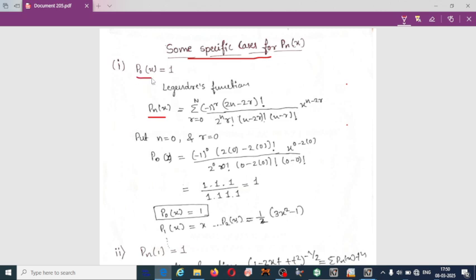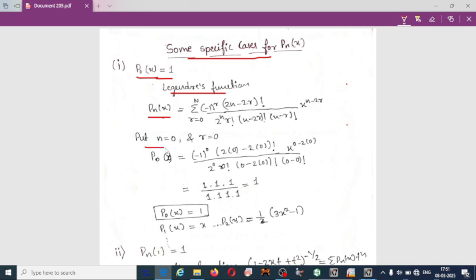P naught of x equal to 1, we have to prove. So P naught of x is equal to 1, where in place of n, the value of n is equal to 0. Let us take Legendre's function. Pn of x is given by summation r equal to 0 to n, minus 1 to the power r, 2n minus 2r factorial, over 2 to the power n, r factorial, n minus 2r factorial, n minus r factorial, times x to the power n minus 2r. So this is Legendre's function.